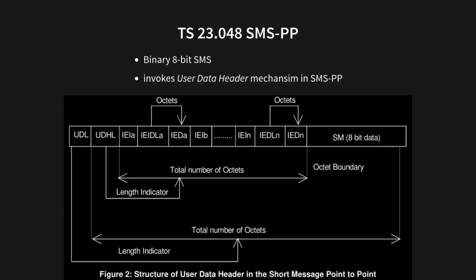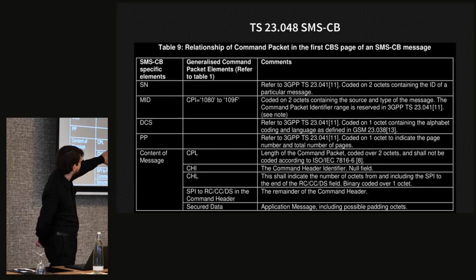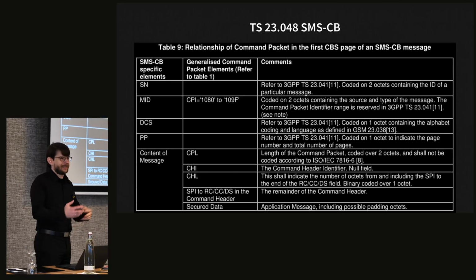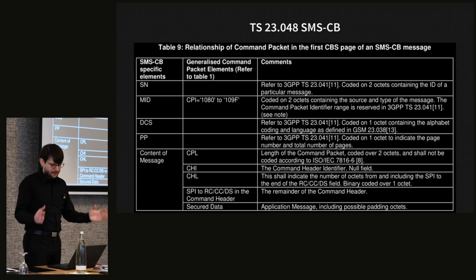And if you go to the SMSCB implementation of it, the CPI becomes the MID, which suddenly is 2 octets long. This is the second line here. So basically it says the command packet identifier range, and so on, is coded on 2 octets, because in cell broadcast all the identifiers are 2 octets long. And basically those are message identifiers that are specifically reserved.